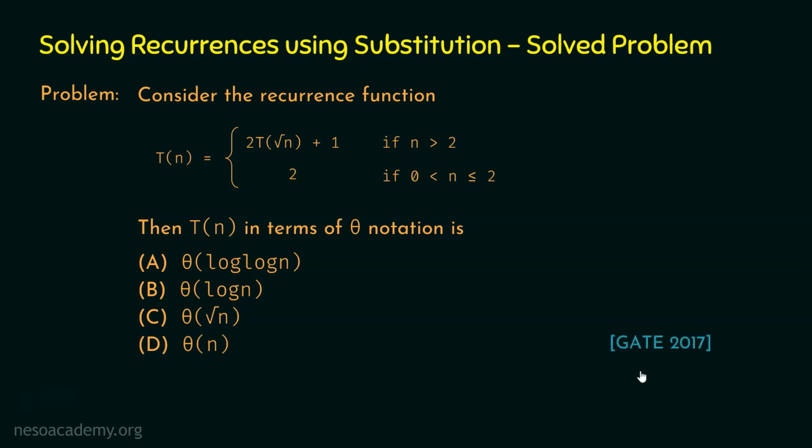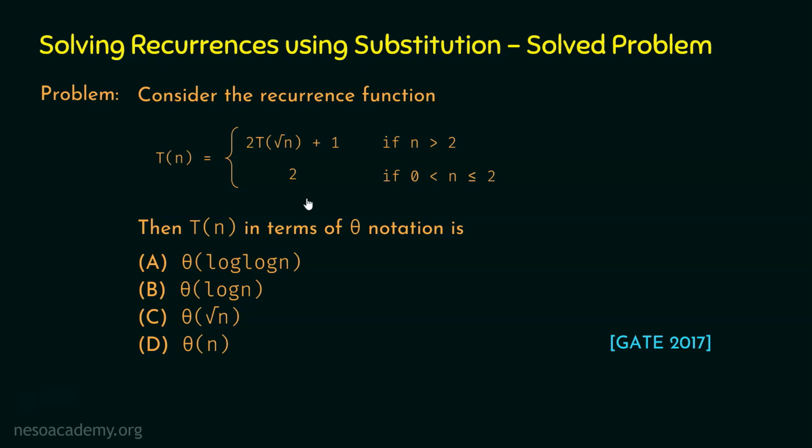This question has been asked in GATE 2017. We are told to find the value of T(n) in terms of theta notation. This means we need to find the asymptotic value. We need to represent T(n) in terms of theta notation. In order to do this, we need to solve this recurrence relation. We can solve this recurrence relation using the substitution method.